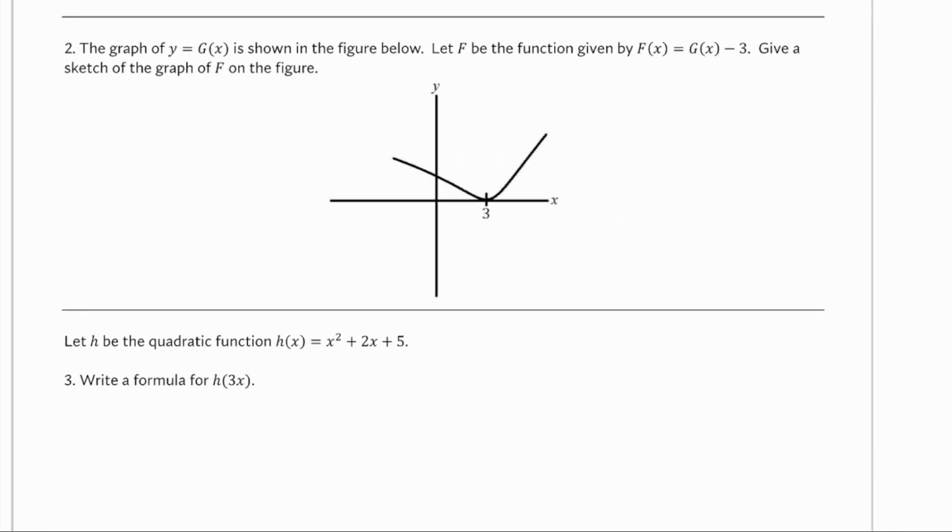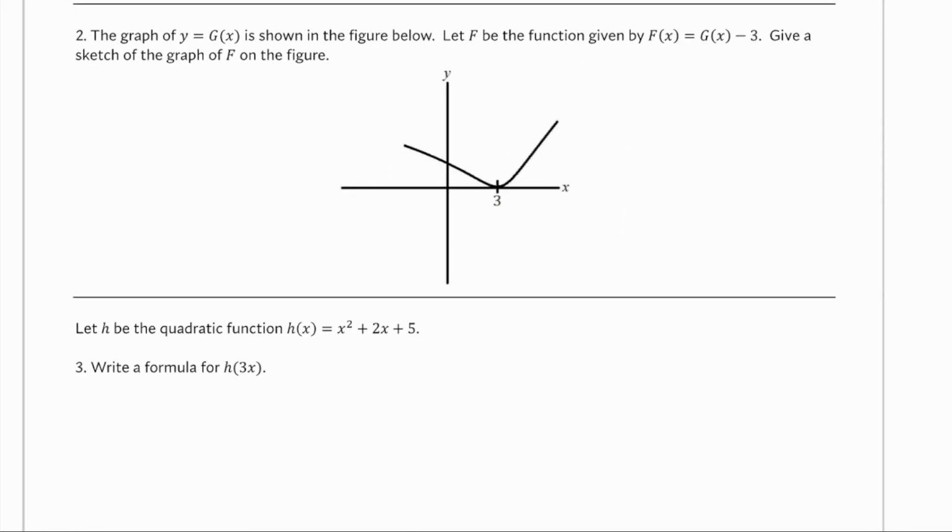Over here we've got the graph of y equals g of x. If f of x is g of x minus 3 on the outside like that, that's just going to move the graph down by 3. So give a sketch of the graph of f on the figure. So we're just going to kind of go down by whatever we think 3 is, maybe like negative 3 down here. And then I'm going to try to just go more or less parallel to it, best I can, and that'll be good enough.